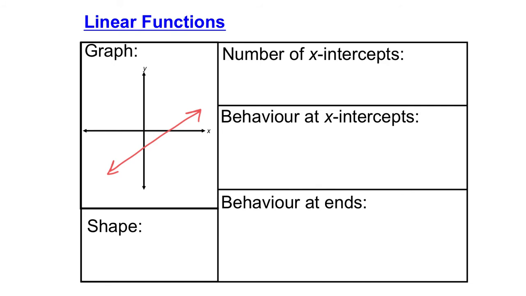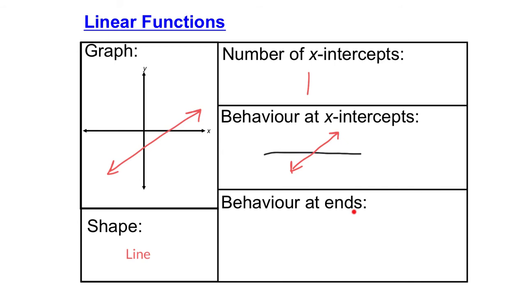So for a linear function, you can all imagine a graph. It looks like this. The shape is called a line. No-brainer, right? Anyway, let's look at some information. How many x-intercepts are there in a linear function? Well, it will only ever cross the x-axis in one spot, so there's going to be one x-intercept. Now, what's the behavior at the x-intercept? Well, if I were to look right here and zoom in, it would look like this. That'll come in handy later.